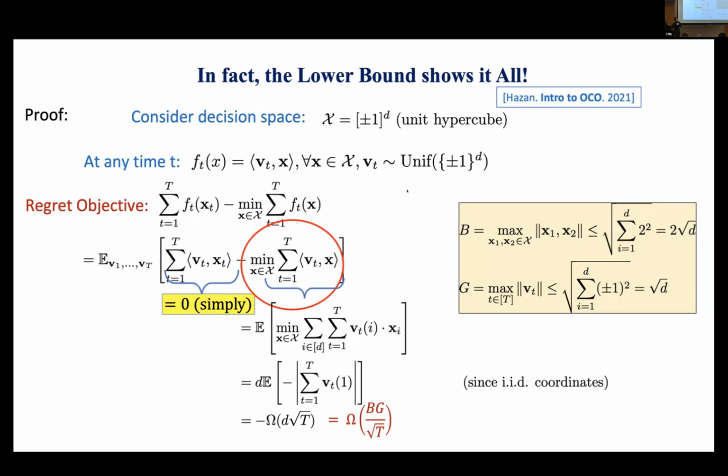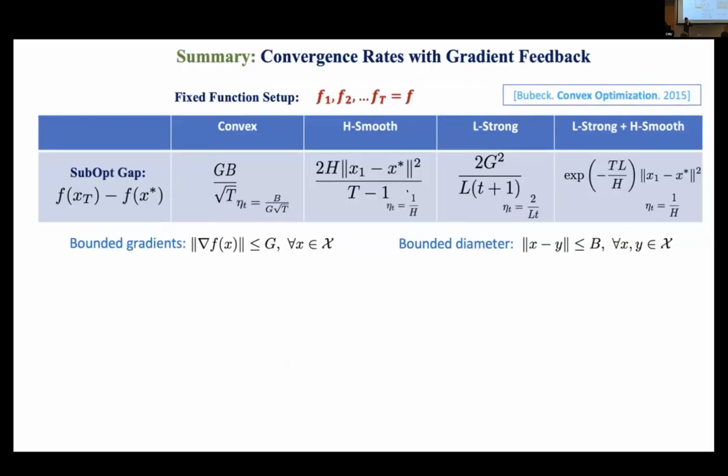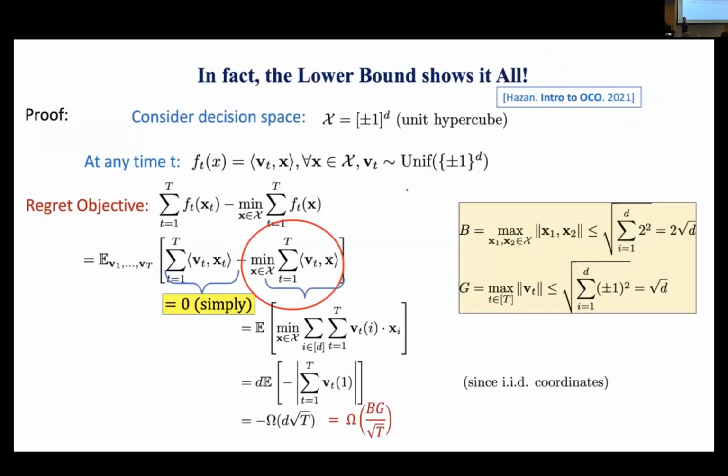Okay, so the moral of the story here is that you have an online sequence of functions, even as simple as a linear function and a stochastic sequence of functions, and no algorithm can do better than BG square root t. So that's the situation we call online optimization. But the last step went from an expectation to what is the d square root t? No, in the previous step, yeah.